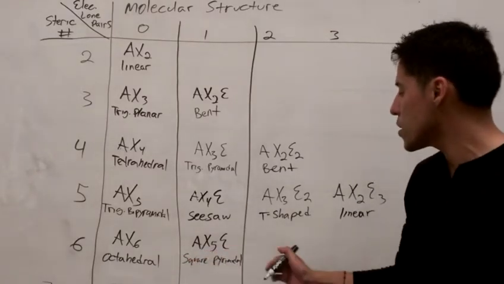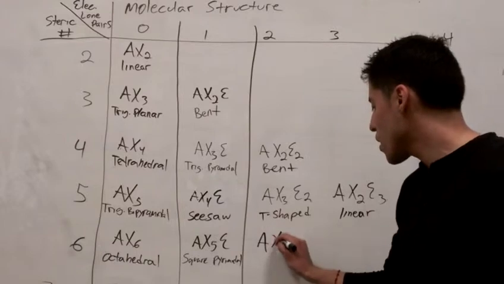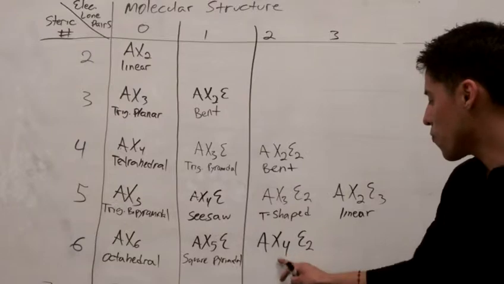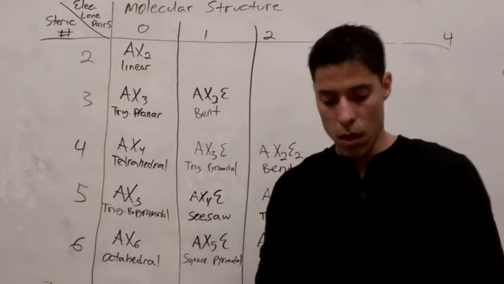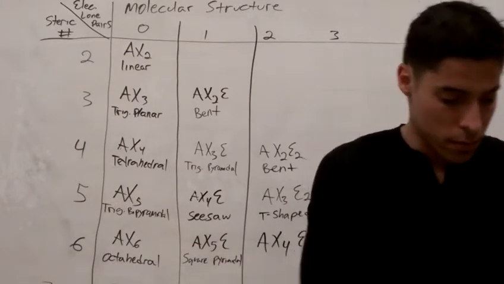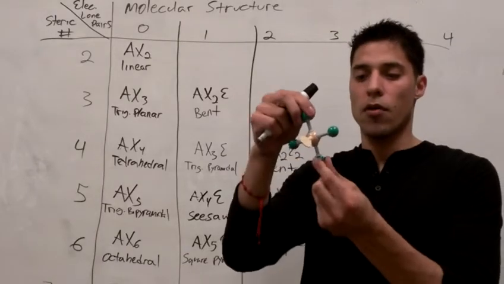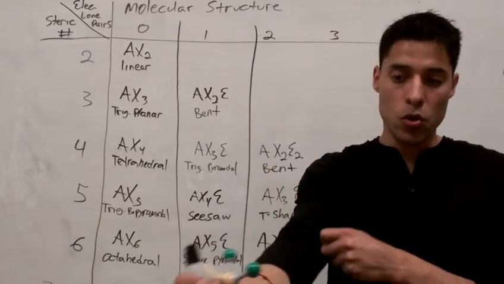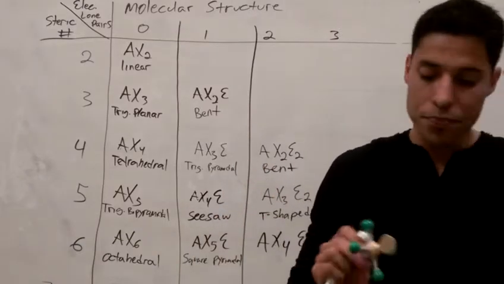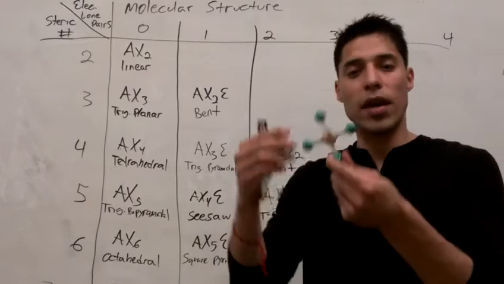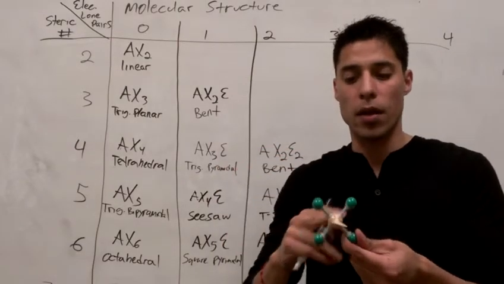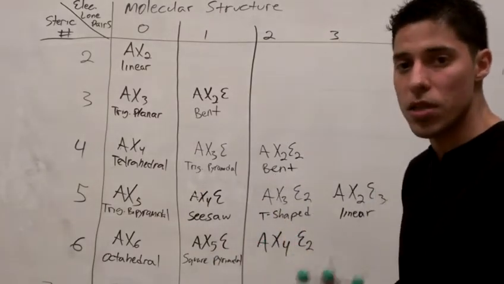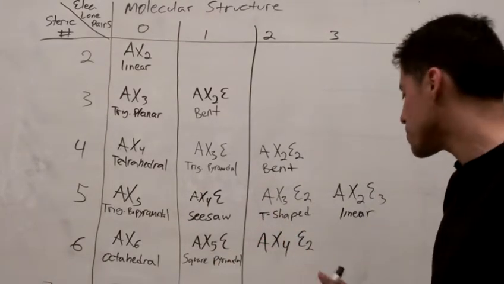Alright, we're going to continue moving down the list, giving us an AX4E2 configuration. So 4 and 2, steric number 6. So we're going to have 1, 2, 3, 4 surrounding atoms and 2 electron lone pairs. So this one, if we look at it as a plane, we're going to form a square again. The name of this molecule is square planar. So an AX4E2 configuration has a square planar name.